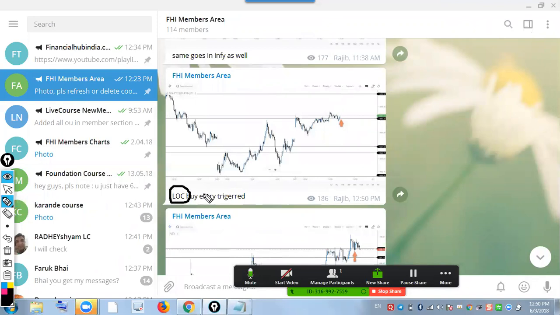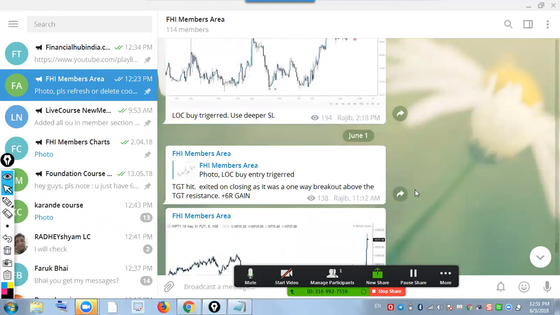So when we say LOC buy entry is triggered, automatically in the course this is already covered: what does LOC buy entry mean, and if you're going for a particular strategy with this name, you come to know where the stop loss and the target should be automatically. So all the things, your entry, stop loss and target, everything is covered inside this LOC term here.